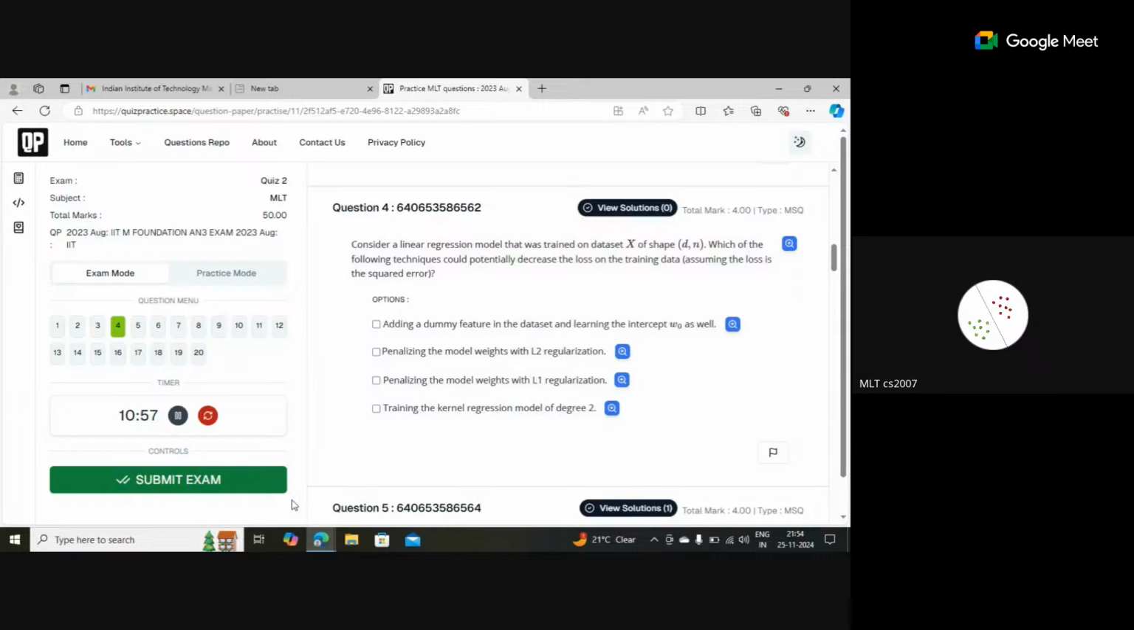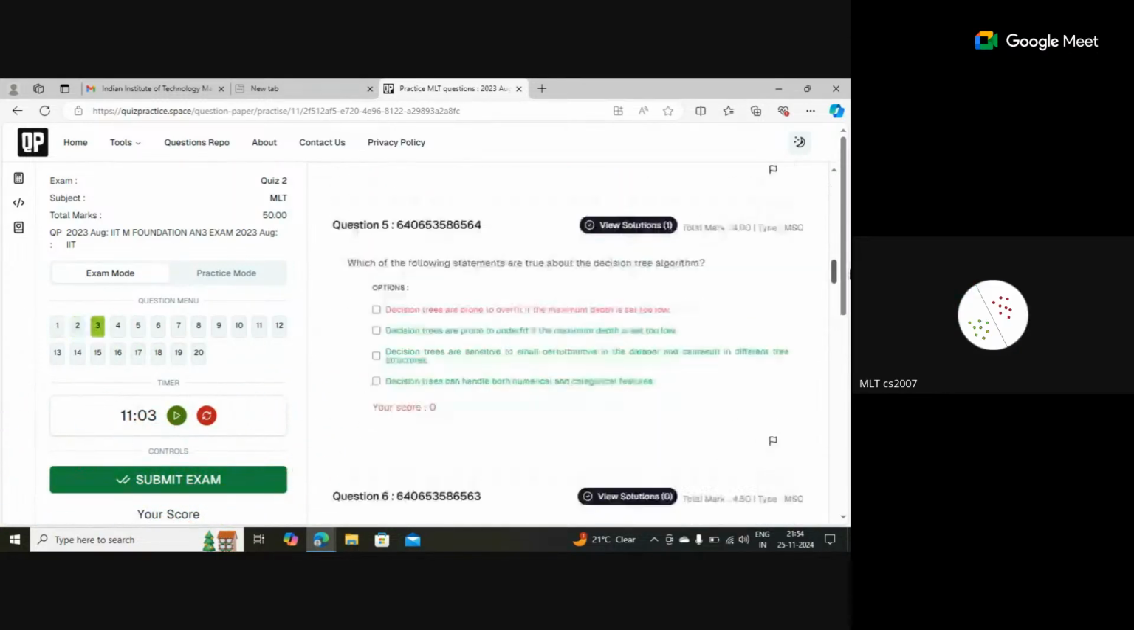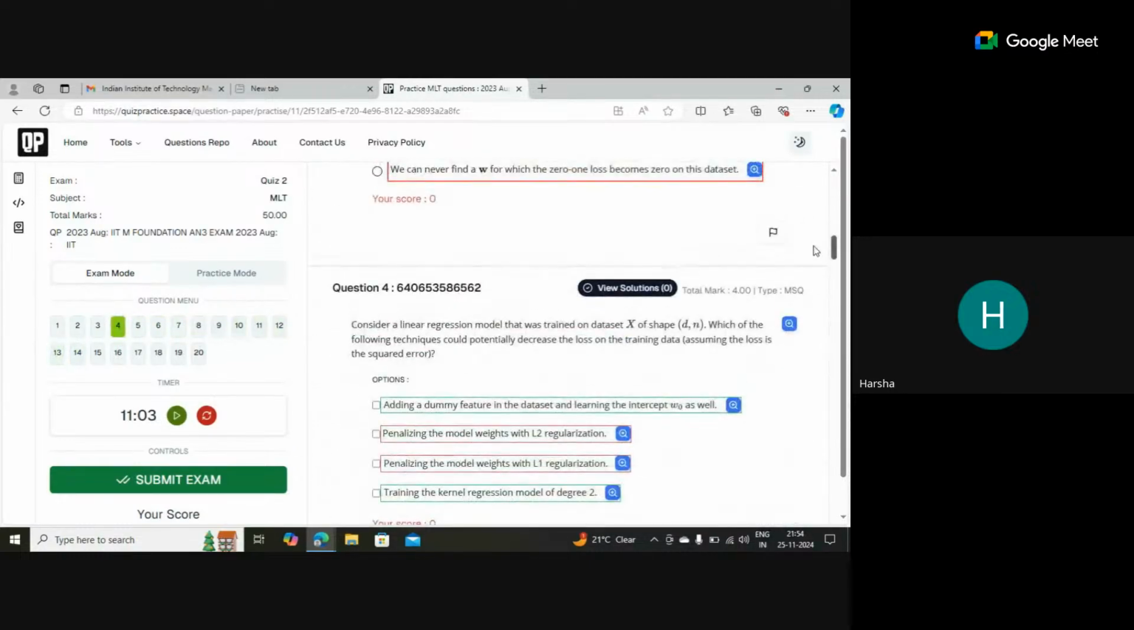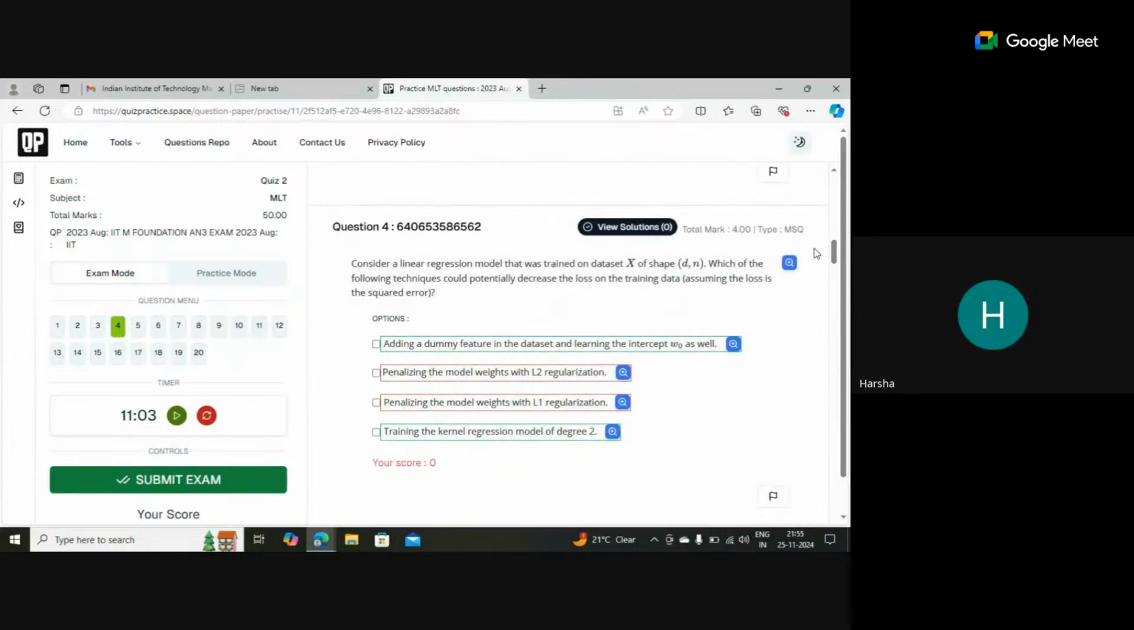I want to check the loss of the data. Correct me if I'm wrong. Actually, the dummy feature helps in the problem of overfitting, and then this kernel degree actually will also help. It's of degree 2, so it will capture more patterns. Obviously it's better, because it's quadratic, so it will take it to a higher dimension and find out more patterns. It will fit more properly.